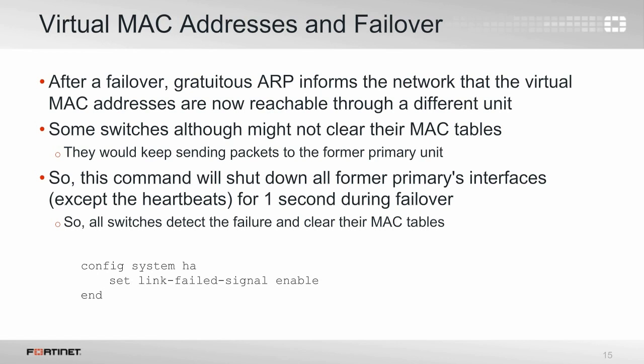In these cases, you should use the command link-failed-signal to force the former primary to shut down all its non-heartbeat interfaces for 1 second when the failover happens. This simulates a link failure that clears the related entries from the switch's MAC tables.